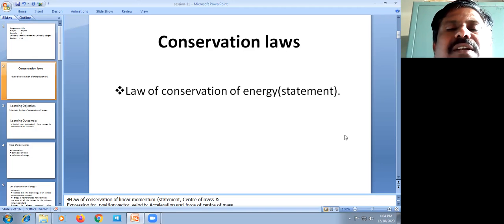Based on this, there are two types of energy. One is kinetic energy, and the second one is potential energy. Therefore, the total energy of a body or object is equal to the sum of kinetic energy and potential energy. So what do you mean by kinetic energy?